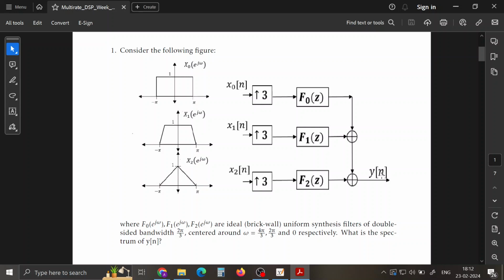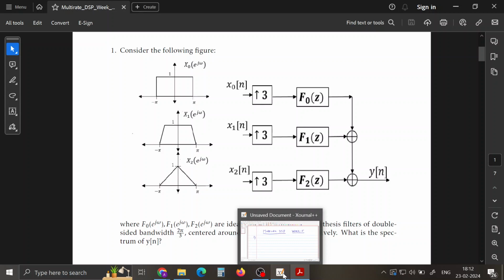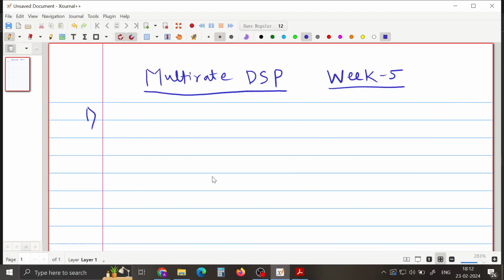Okay, so how do we do this? We have in fact seen these kinds of problems in our lectures, so we'll do it step by step. Please interrupt me if anything is not clear.